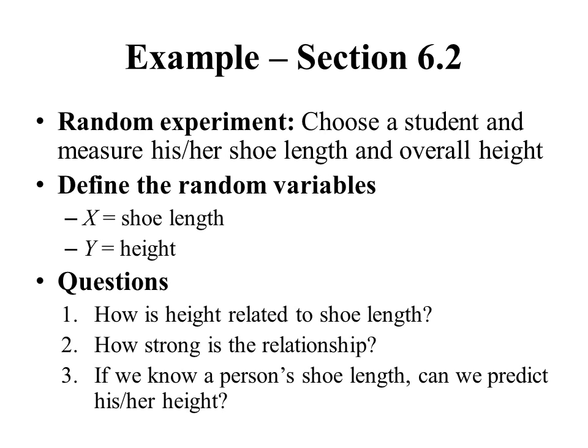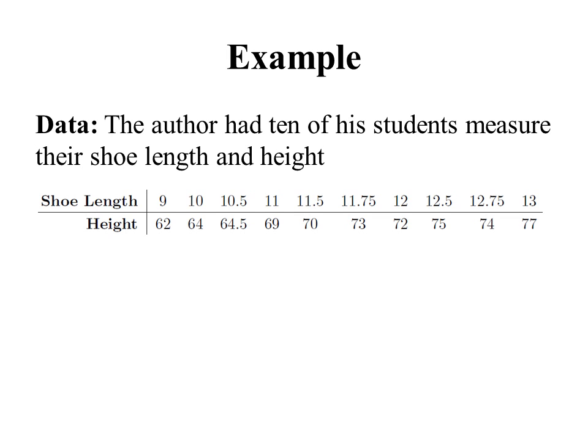Now in section 6.2, we answered these first two questions by going out and collecting some data. So here was the data that we had. We collected shoe length and height from 9 different students. So remember that these data come in pairs. Each student gives us two numbers, a shoe length and a height.